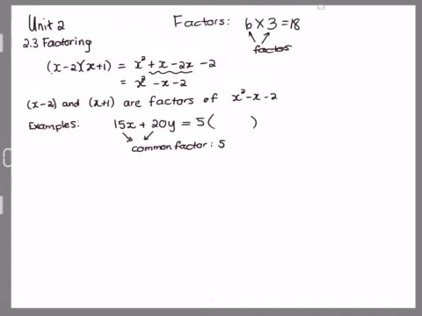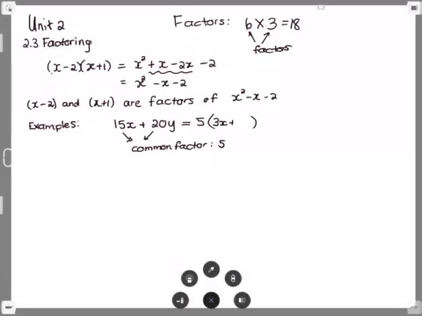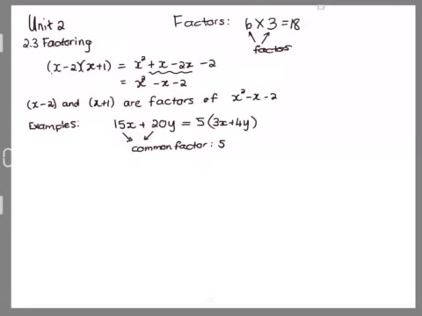Now you look at your 15 and you say 5 times what will give me 15x. So 5 times 3x will give me 15x. Follow your sign, the plus, and go back to 5 times what will give you 20y. So 5 times 4y will give you 20y.